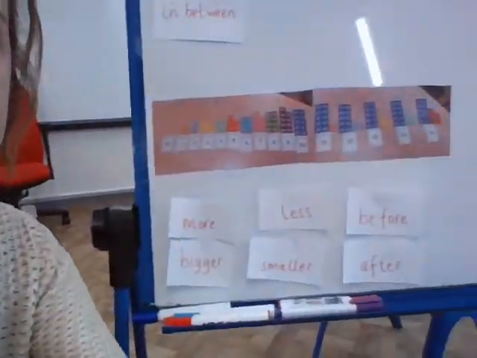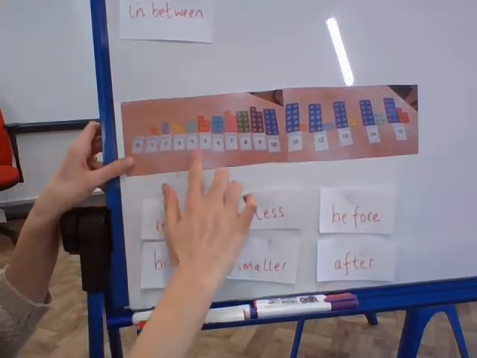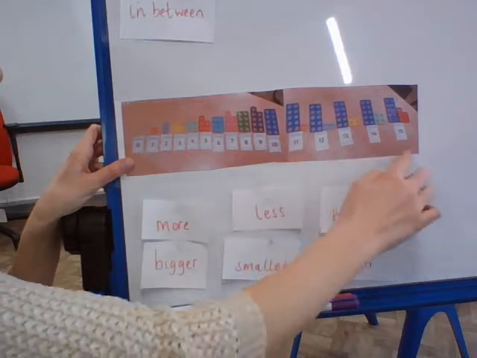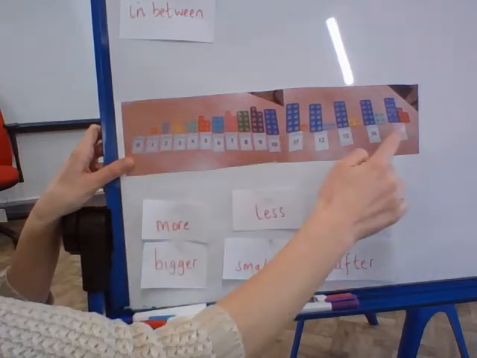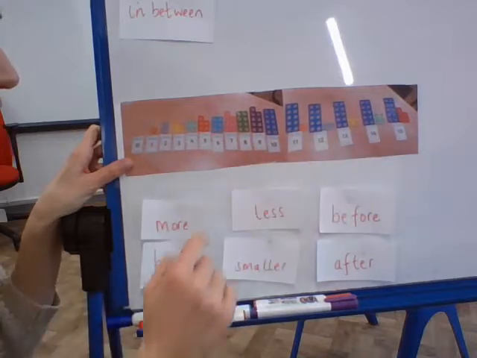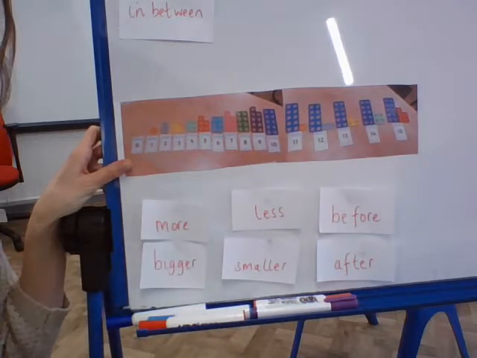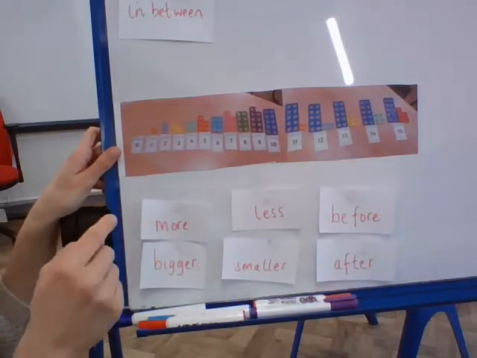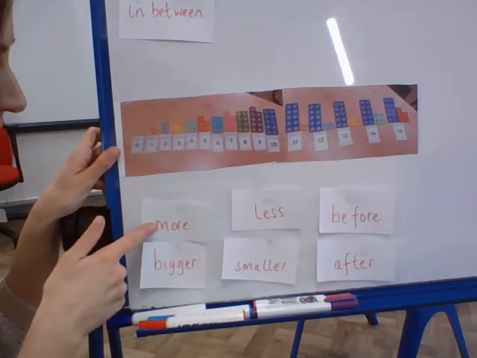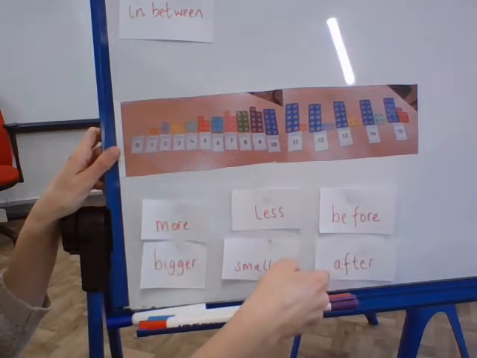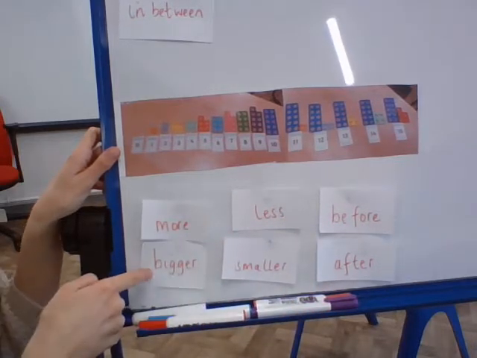So I'm just going to turn the screen so you can see my board. And here you can see I've added on the numbers we made today and ordered today. So now we've got a number line all the way from 0 to 15. And we've got the Numicon above to show us what those numbers could look like as well. And here are the words we looked at yesterday. We had questions or clues with the word more in, less, before, after, smaller and bigger.